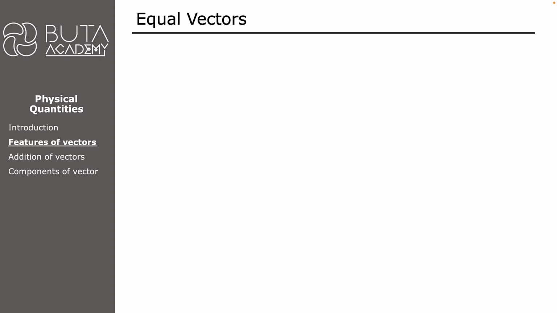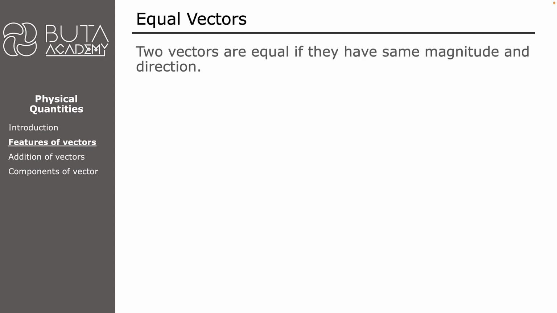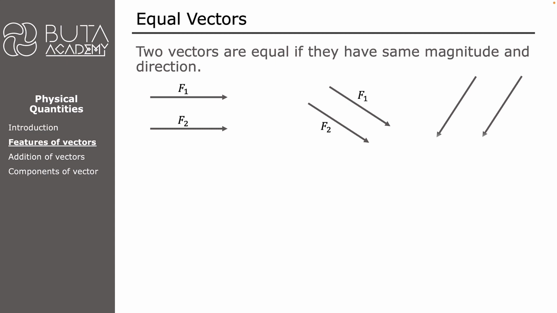If two vectors have same magnitude and direction, they are equal. As you can see in these examples, each pair of vectors on the screen have the same length and direction. So each pair consists of equal vectors. For all 3 examples, f1 is equal to f2.